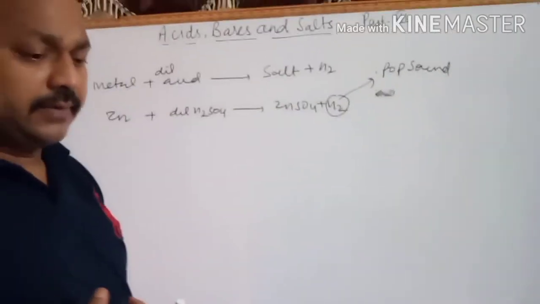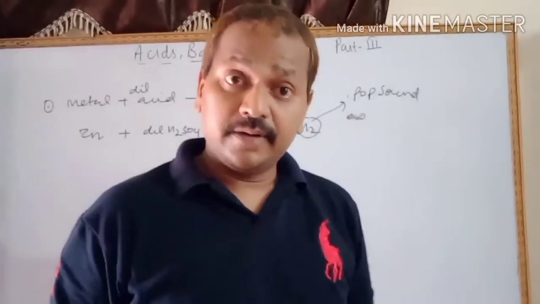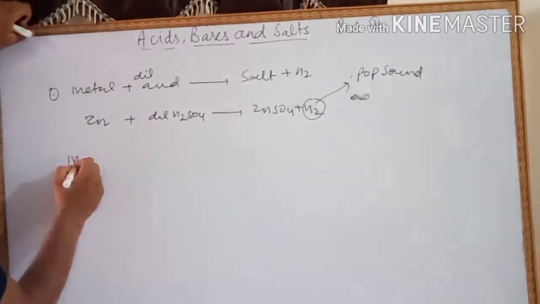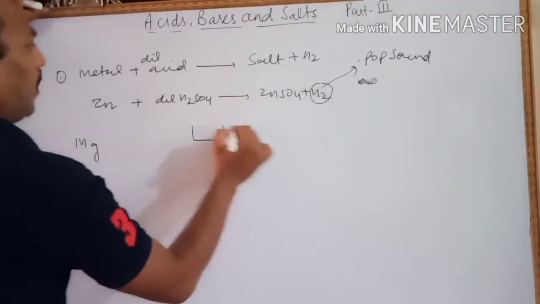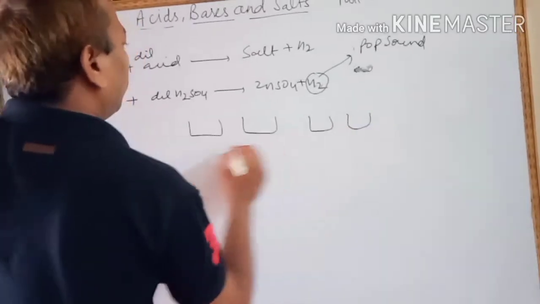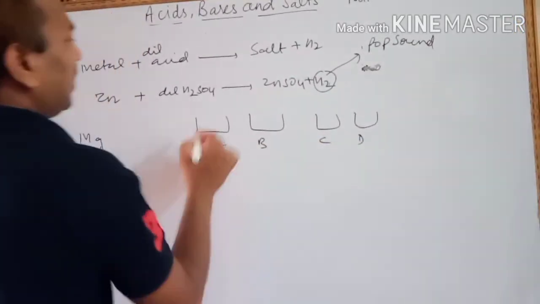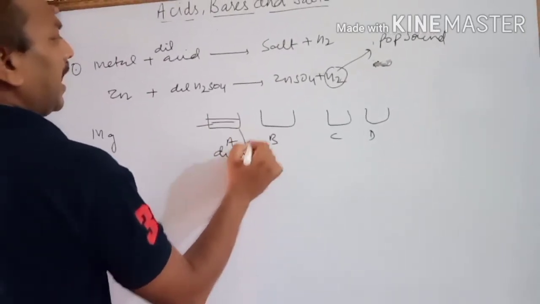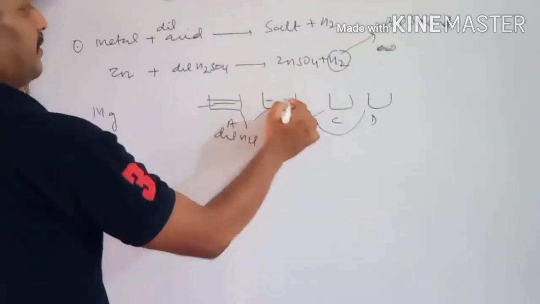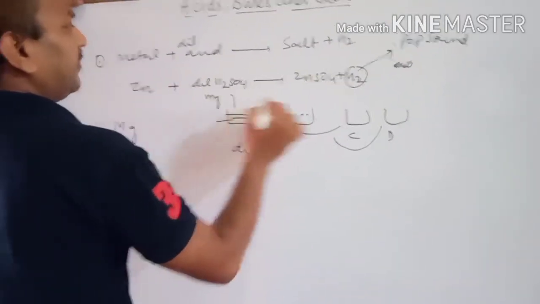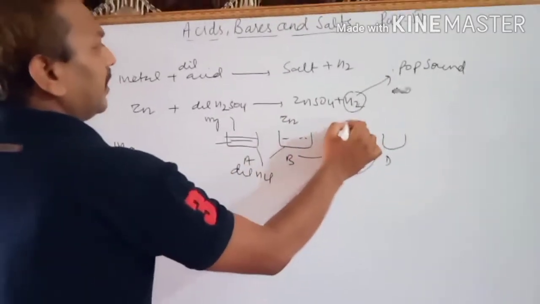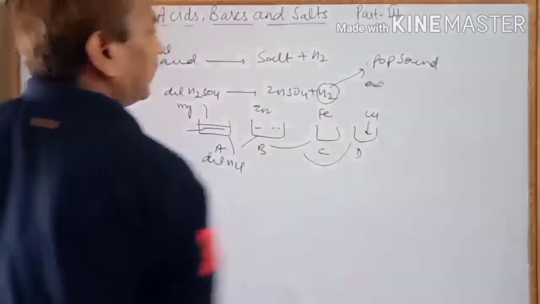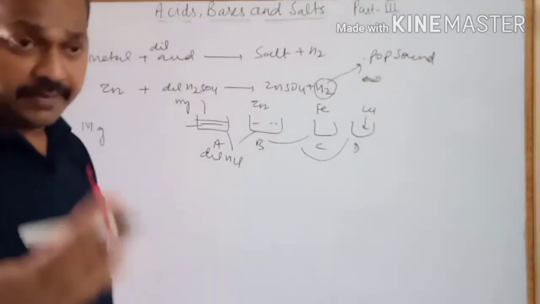Now then we will study in this topic the relative reactivity of different metals in the same acid, right? So first we are taking magnesium. 1, 2, 3, 4, A, B, C, D. Now they contain the same acid, that is dilute HCl. Dilute HCl is contained in all of these in the same way. Now dissolve Mg, magnesium. Here is zinc and this is iron, and then dissolve copper in it. What would happen? Let me show the chemical equations.